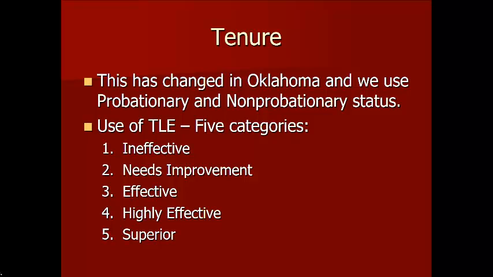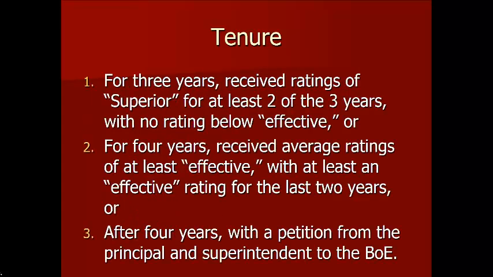And so now, with the TLE in full implementation, earning tenure has taken on a little bit of a different role. There are 3 ways that you can earn tenure in Oklahoma. For your first 3 years, if you received ratings of superior for at least 2 of the 3 years with no rating below effective, you can earn tenure. If not, during the first 4 years, if you received average ratings of at least effective with at least an effective rating for the last 2 years, you can earn tenure.